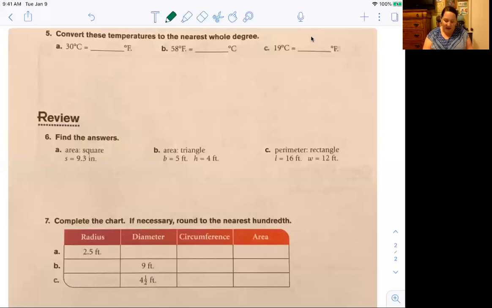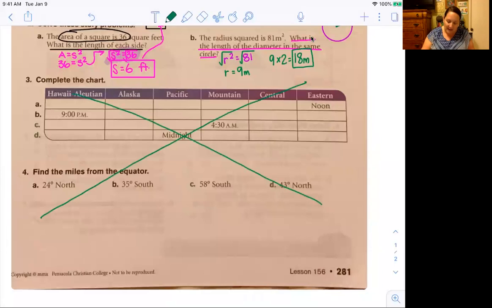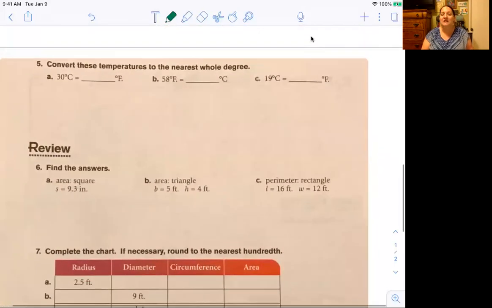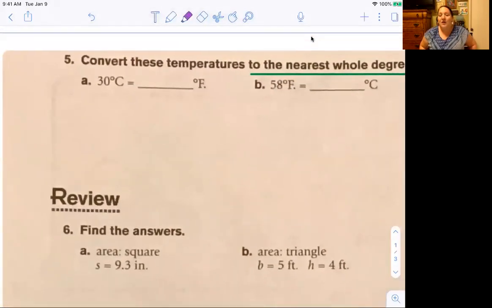We're not doing this part right here, 3 and 4. But let's go to the next page and look at number 5. Flip it over. Convert these temperatures to the nearest whole degree. It means we might be doing some rounding, right? Let's look at 5A. We have 30 degrees Celsius and we're converting to Fahrenheit. What formula are we going to use? We're going to use the F formula, right?